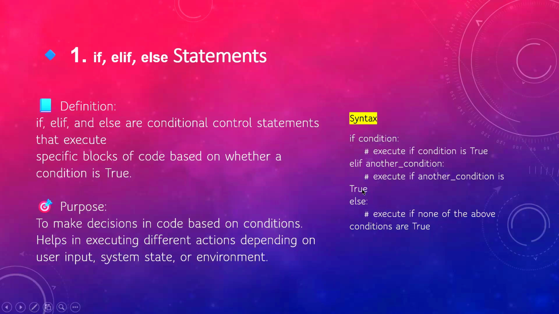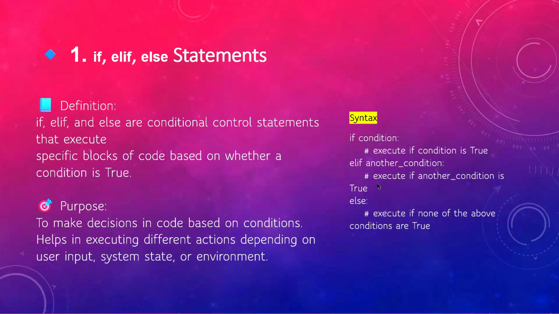If conditions are nothing but conditional control statements that execute a block of code based on whether the condition is true. If the condition is false, then the else if block will be checked. If the else if block is false, then it will jump to the else block. Okay, so we'll see this practically, how it is going to be.